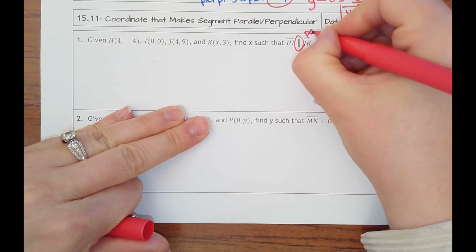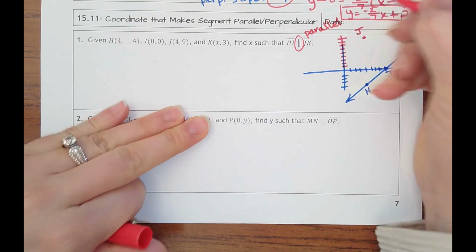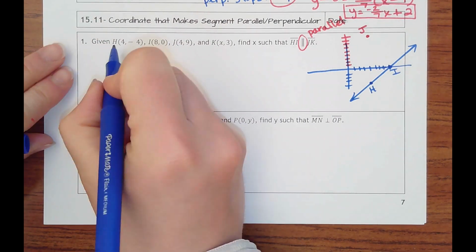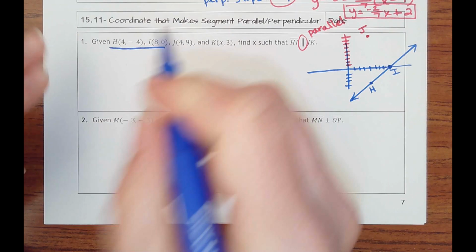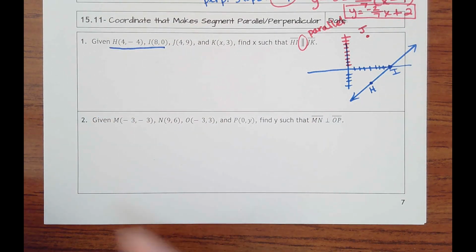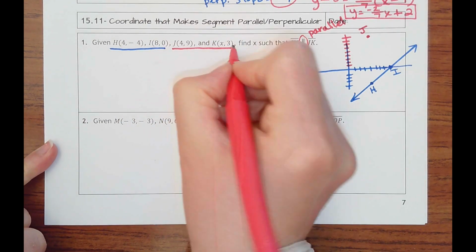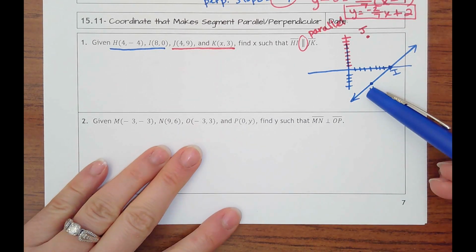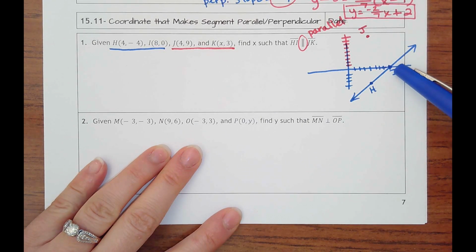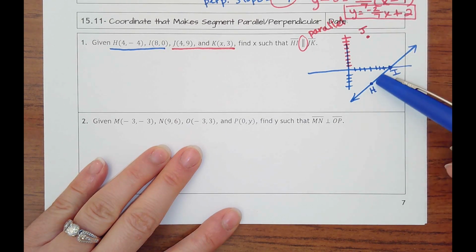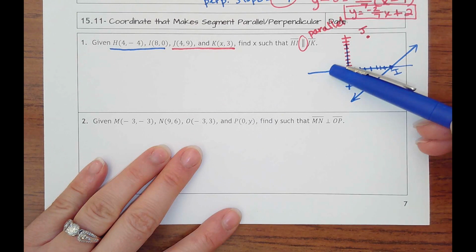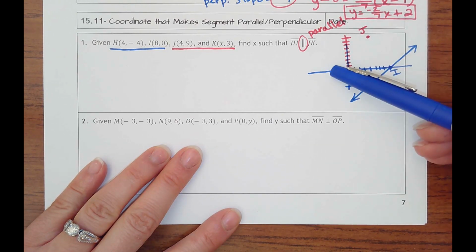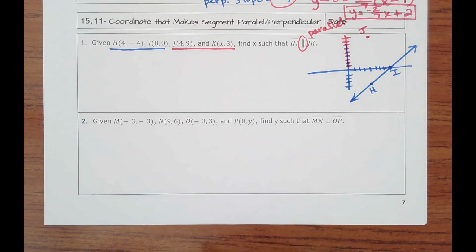Remember, this means parallel. And so we want the line that's formed from the endpoints H and I to have the same slope as what J and K do. And that will allow us to solve for X. So I went ahead and sketched it out just to give you a visual. I put H here at (4, -4) and I here at (8, 0). So you can see that this line will have some kind of slope. We want JK to have a parallel slope, or same slope to be parallel, and find what X value K would have to have.